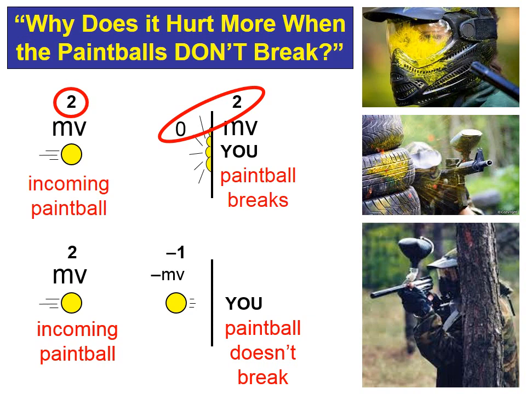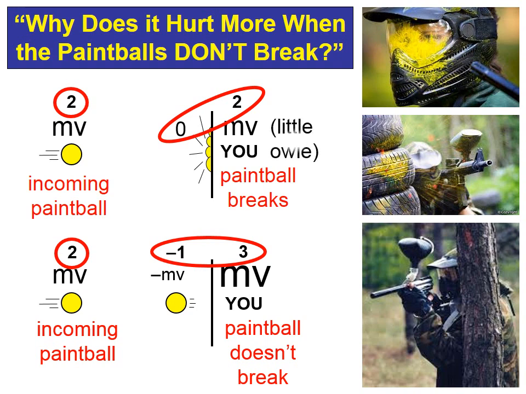Remember that before the paintball hit you, the total momentum of the paintball-you system was 2. The paintball had 2, you had none. After this paintball bounces off, the total momentum of the system must still add up to 2, which means you must have taken on 3. And 3 units of momentum hurts more than 2 units of momentum. This is why it hurts more when paintballs don't break.